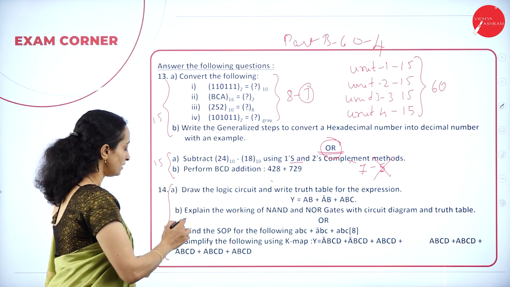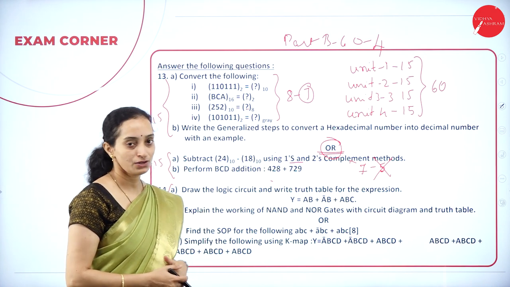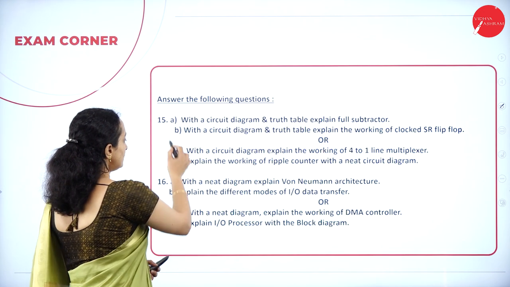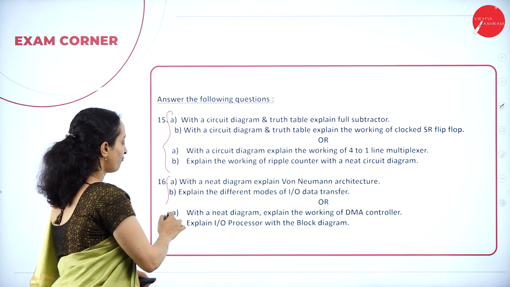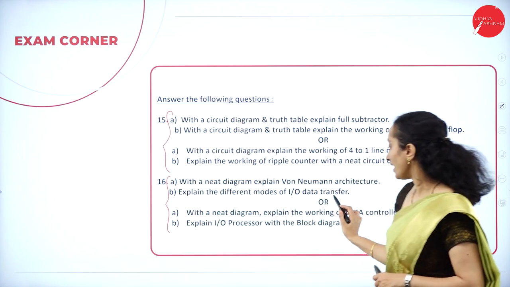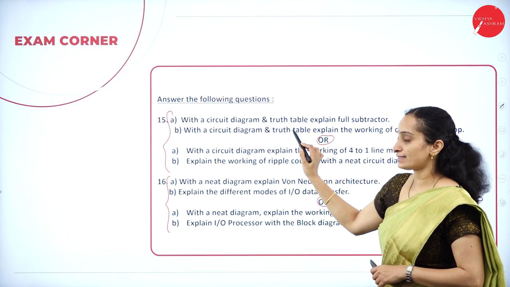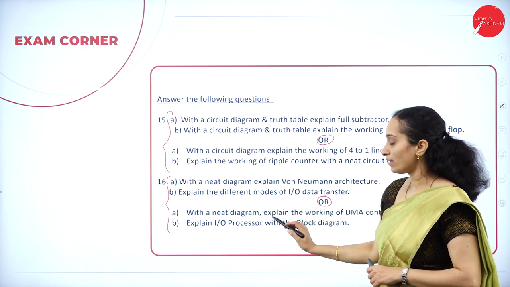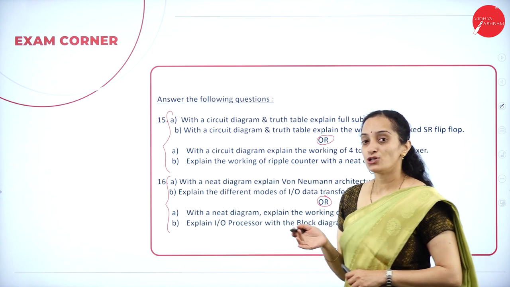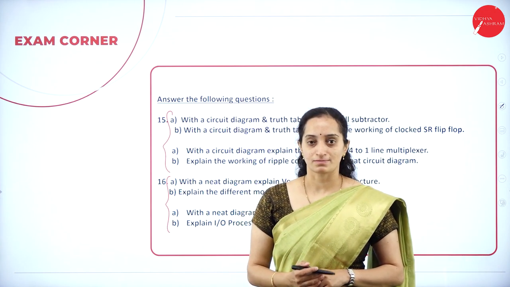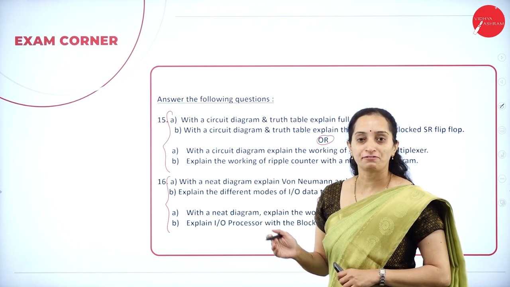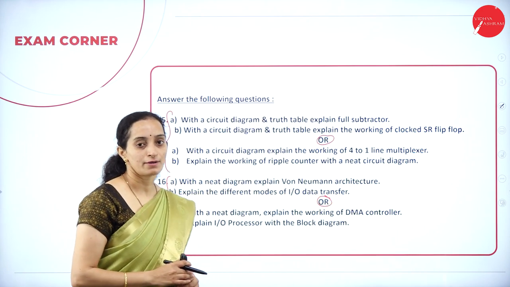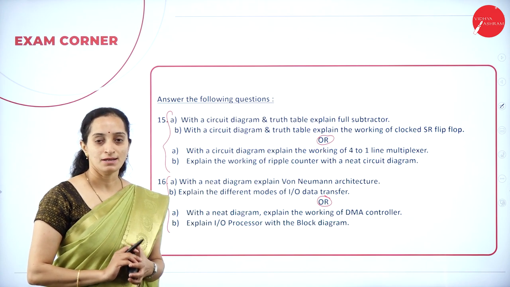Okay. So this is the first one. As you can observe, this is the second unit question. Then you have the third unit and fourth unit. Each unit will have this or option. Either you can select this set or this from the third unit. Either you can select this or this from the fourth unit. But don't mix the questions. Don't answer the questions from different sets. Okay. So this is a brief review of how the question paper will be.